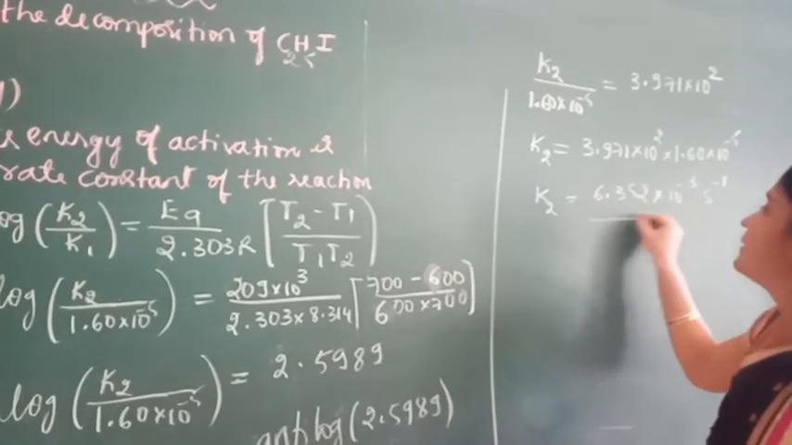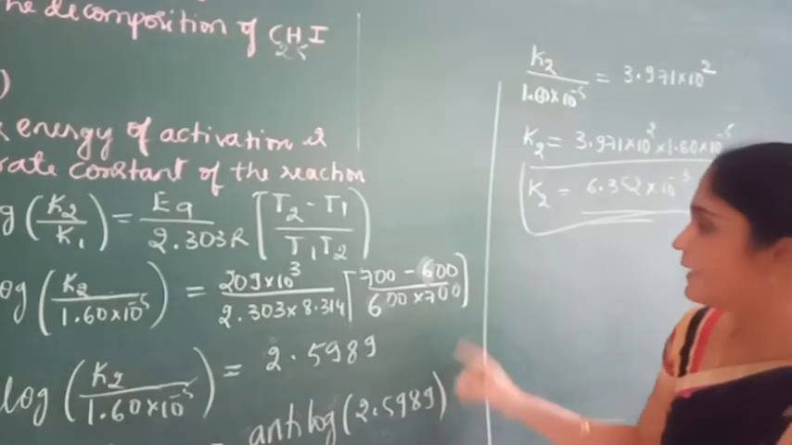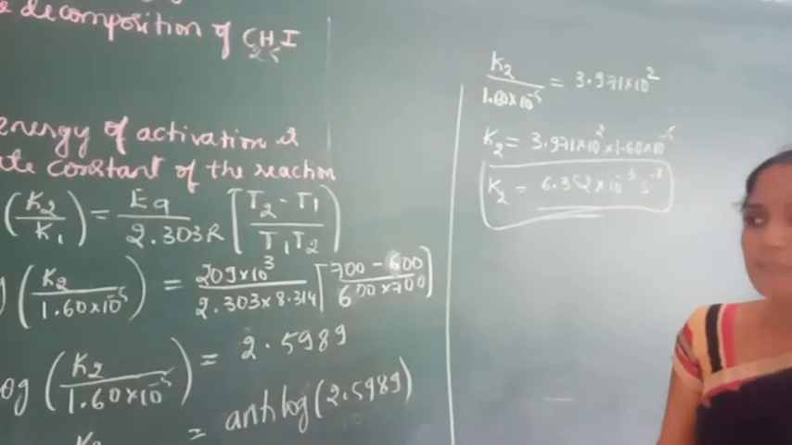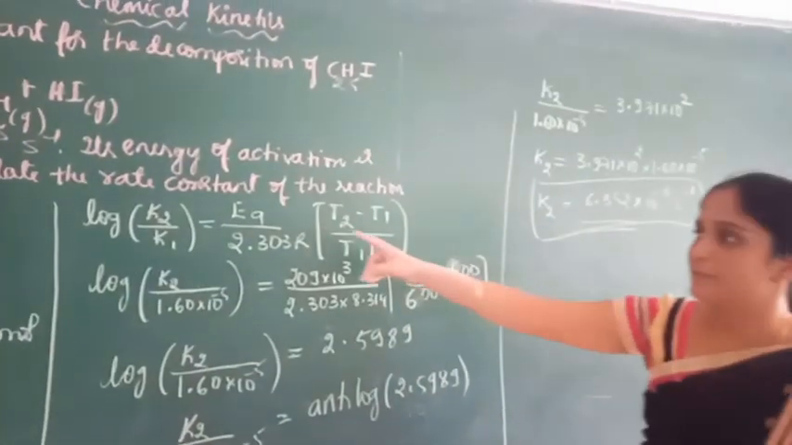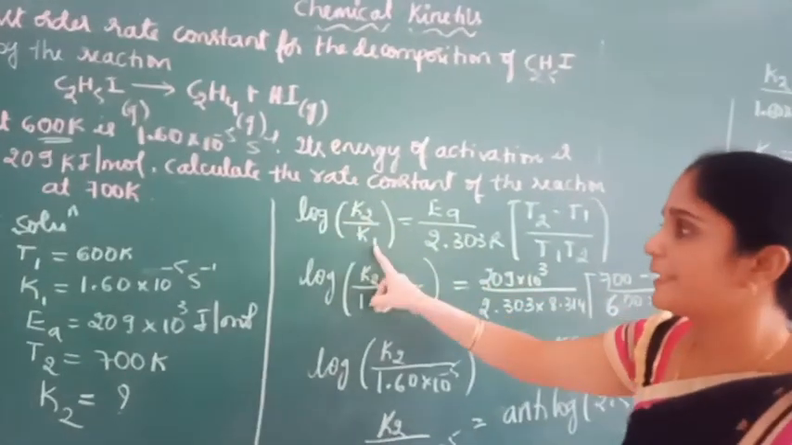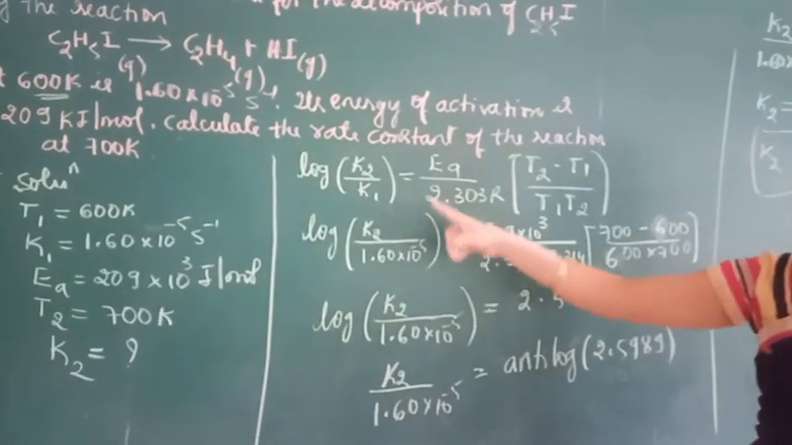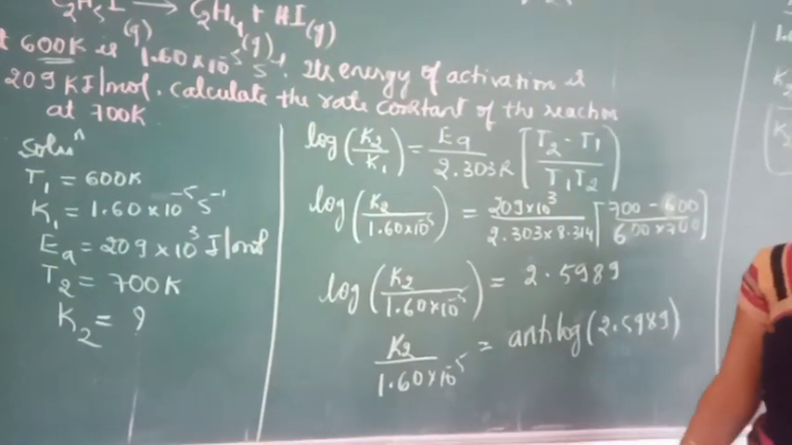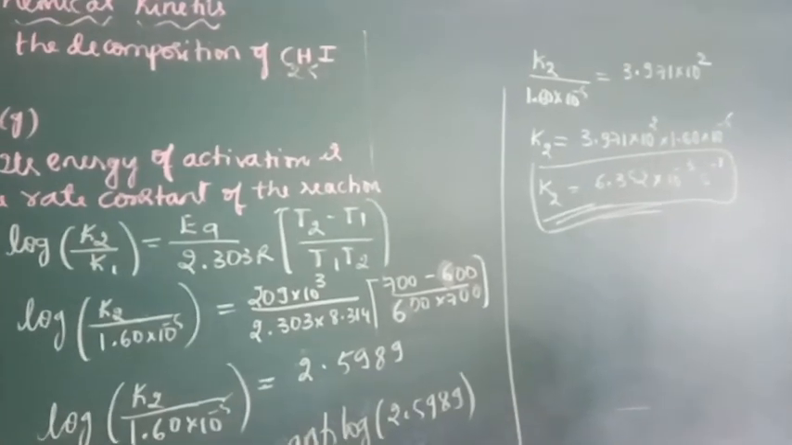So this is the rate constant value at 700 Kelvin. Here in this problem we have to calculate the rate constant of a reaction at 700 Kelvin. So this is the formula, log of K2 by K1 equals EA by 2.303 R into T2 minus T1 by T1 T2. From this equation we can calculate the rate constant at 700 Kelvin. So this is the rate constant value at 700 Kelvin.